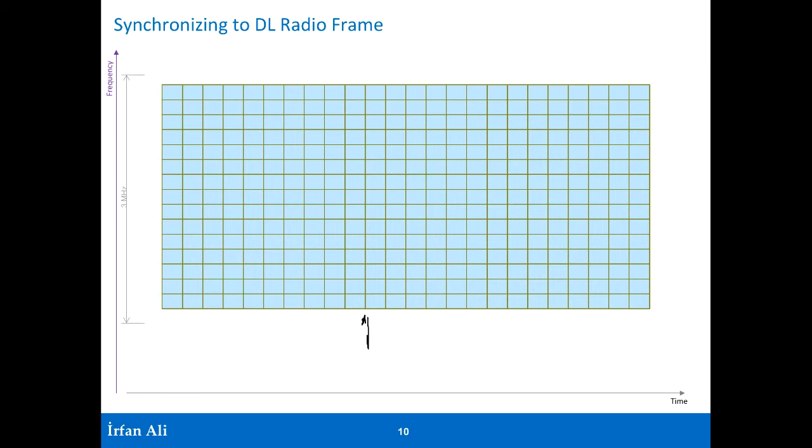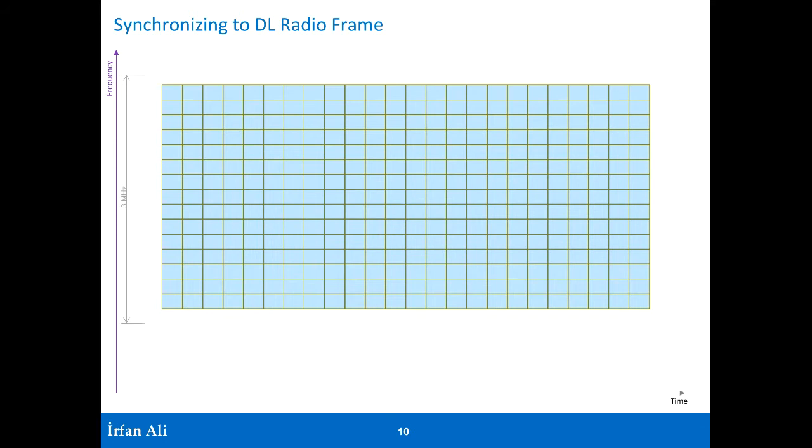So he's somewhere here in time, and he sees this kind of a structure in the frequency domain, and he's got some idea that somewhere in here is the center frequency, but where exactly is the center frequency, he doesn't know. So in this slide we will look at how the mobile synchronizes to a downlink radio frame.